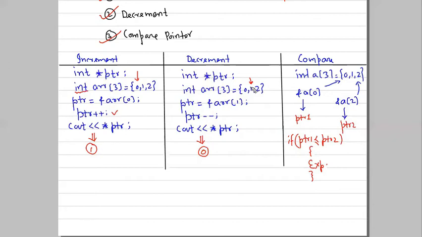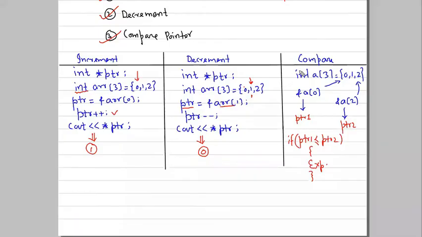In the case of decrement, let's say the pointer is pointing to this. The ptr is at the one element index, it will point to this location. And if you decrease it, then the value would come to the first element, so it will print the first element itself.